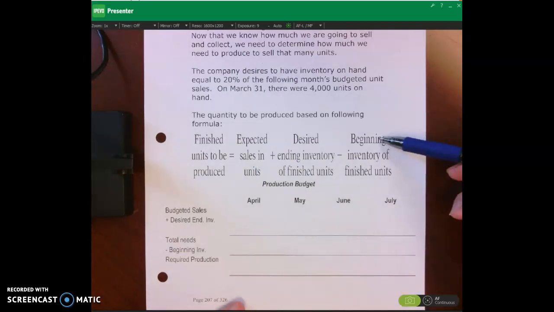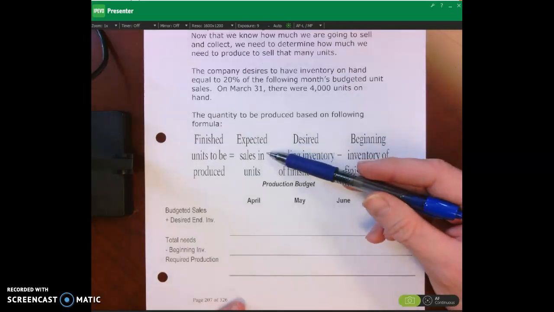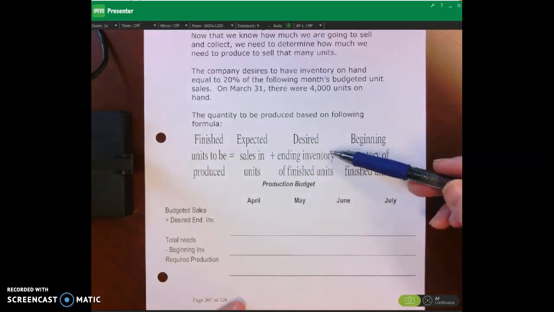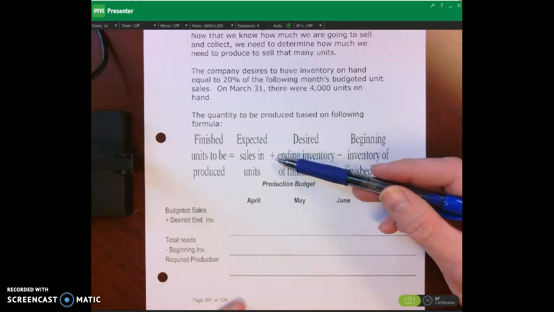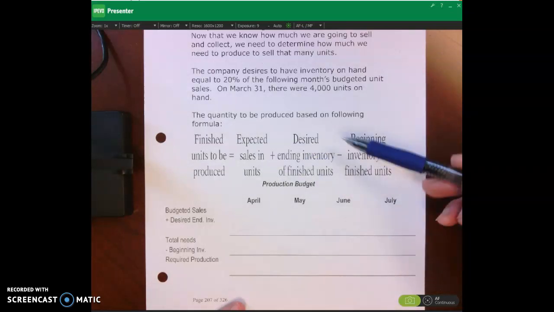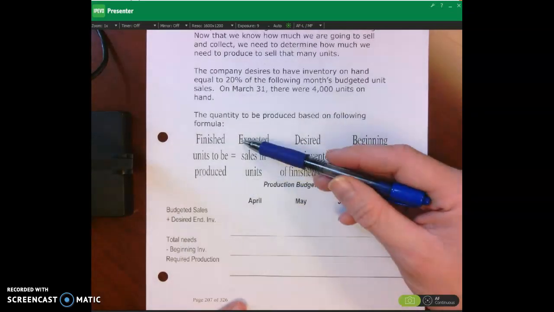Now, let's talk about this. This is going back to the lemonade stand example. We think we're going to sell 50 cups of lemonade. We want to have 5 extra just in case more people want to buy our lemonade than we thought. So that means we need to have 55 cups of lemonade.